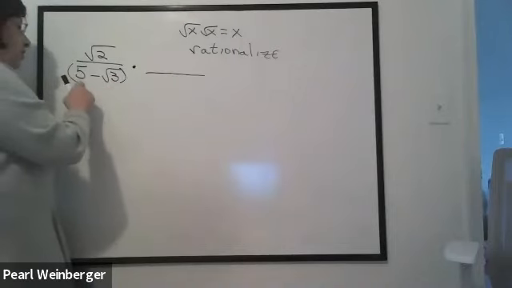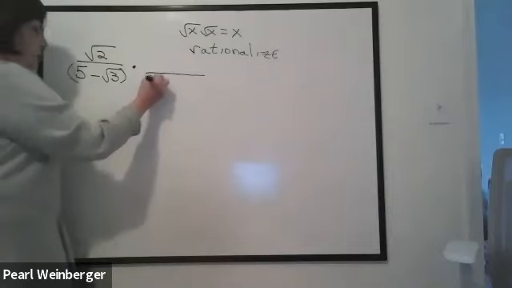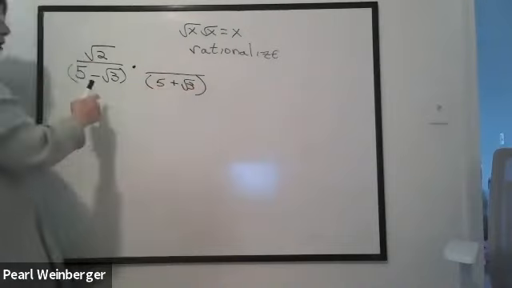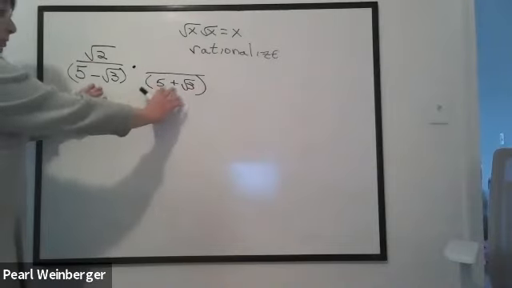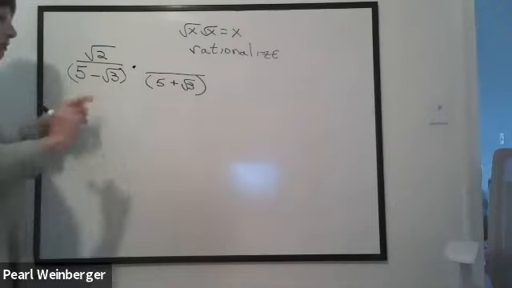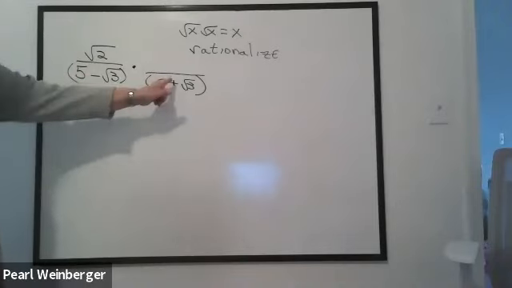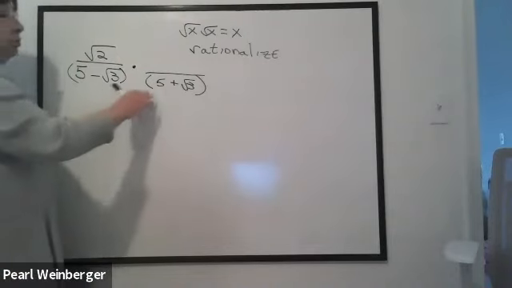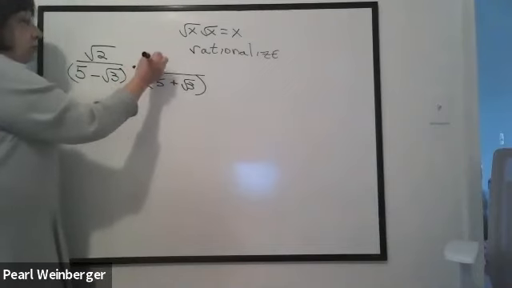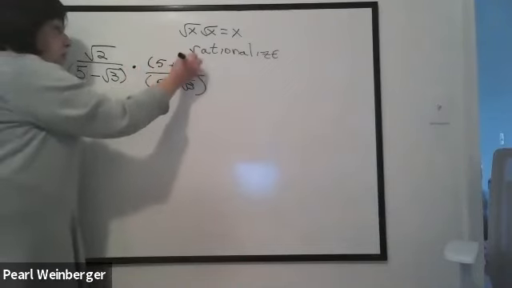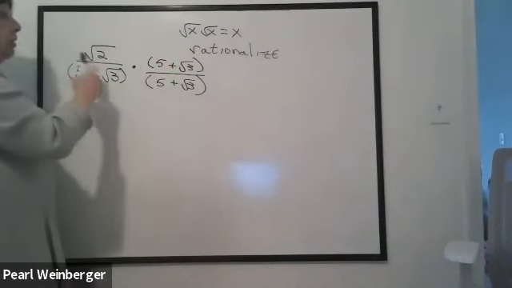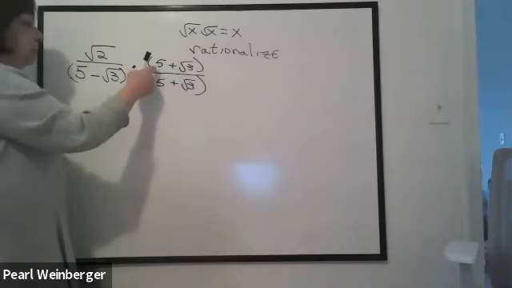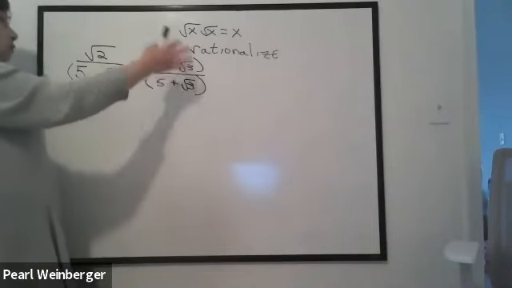Now, what's the conjugate of 5 minus radical 3? That's going to be 5 plus radical 3. Conjugate binomials are identical binomials, except one has a minus and one has a plus. If this one had a plus, then this one would have to have the minus. They have to have opposite signs. Now, whatever I do to my denominator, I'm going to have to do the same thing to the numerator. So I'm going to multiply not only the denominator by 5 plus radical 3, I'm going to multiply the numerator by 5 plus radical 3 as well.